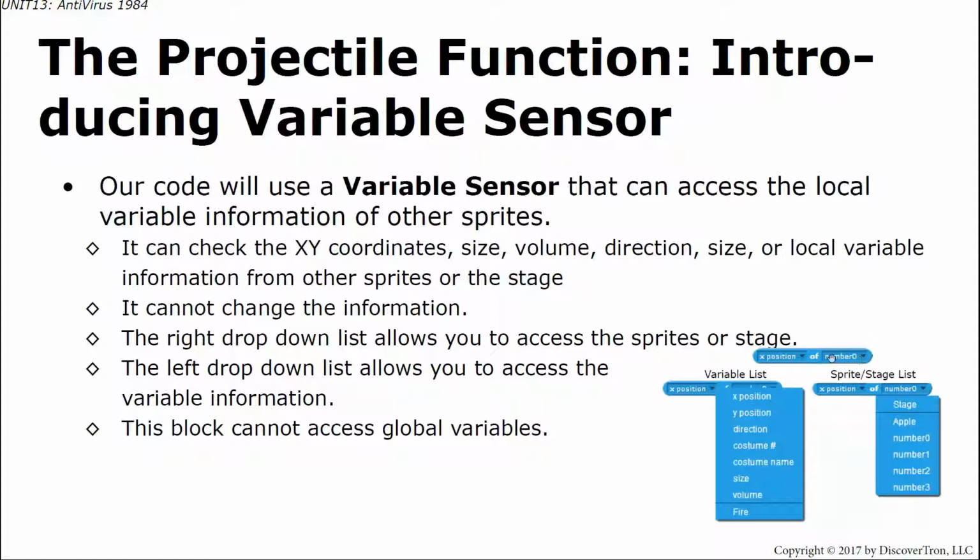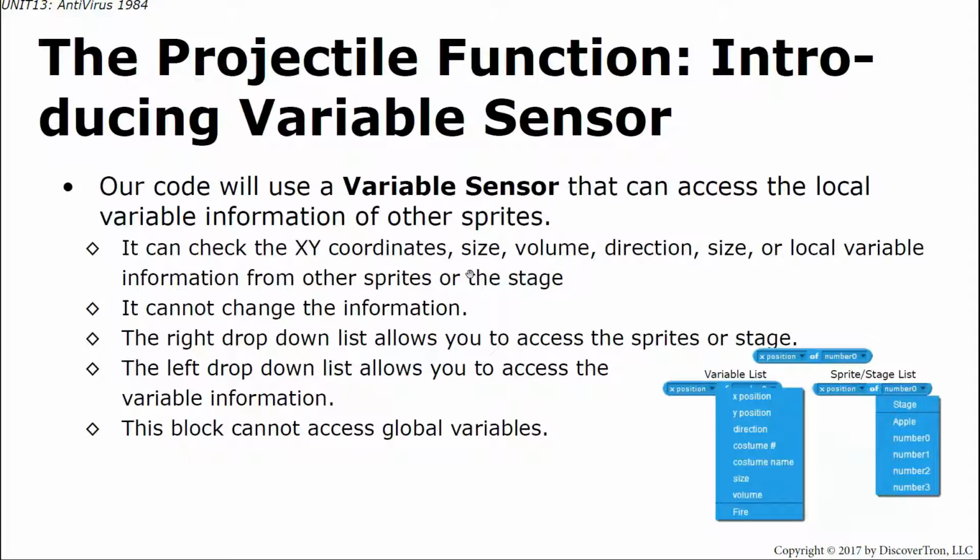You select that, and then on the left-hand side, for whichever sprite or stage you pick, it'll give you a list of all the different variables for that particular sprite or stage. If you don't see the variable you're looking for on the variable sensor, you might want to go back and double check which sprite you are trying to access, because I've seen a lot of people make mistakes where they have the wrong sprite, which is why they can't find the right variable. And this one does not access your global variables, because global variables are already available to you. You can always go and get those.